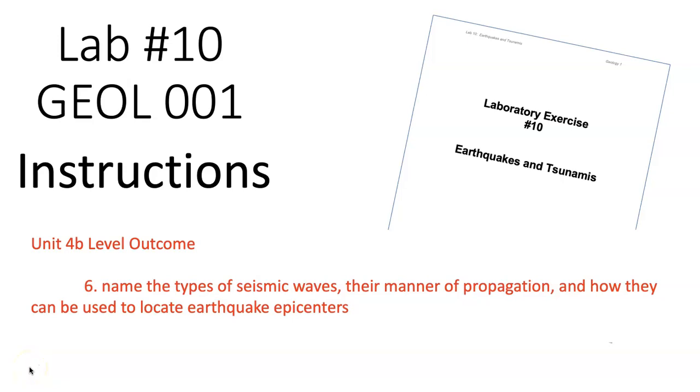Here are some instructions to help you with Lab 10, Earthquakes and Tsunamis. And I've placed on the bottom of this slide that this lab addresses the Unit 4B level outcome number 6, which is name the types of seismic waves, their manner of propagation, and how they can be used to locate earthquake epicenters. And that is what this lab is all about, locating earthquake epicenters and also looking at tsunamis.